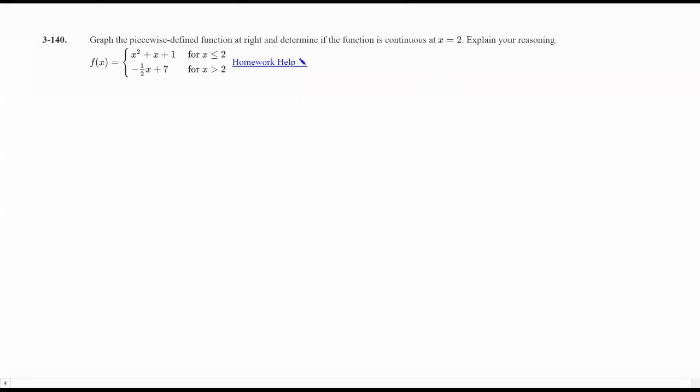Here I'm asked to graph the piecewise function and determine if the function is continuous. So in this problem here, I'm going to graph the two pieces. What I will do when I graph this is use some tables to help me out. I could graph them as quadratics and linear functions, but because I'm doing a piecewise function, I know I'm just going to want the values around 2.